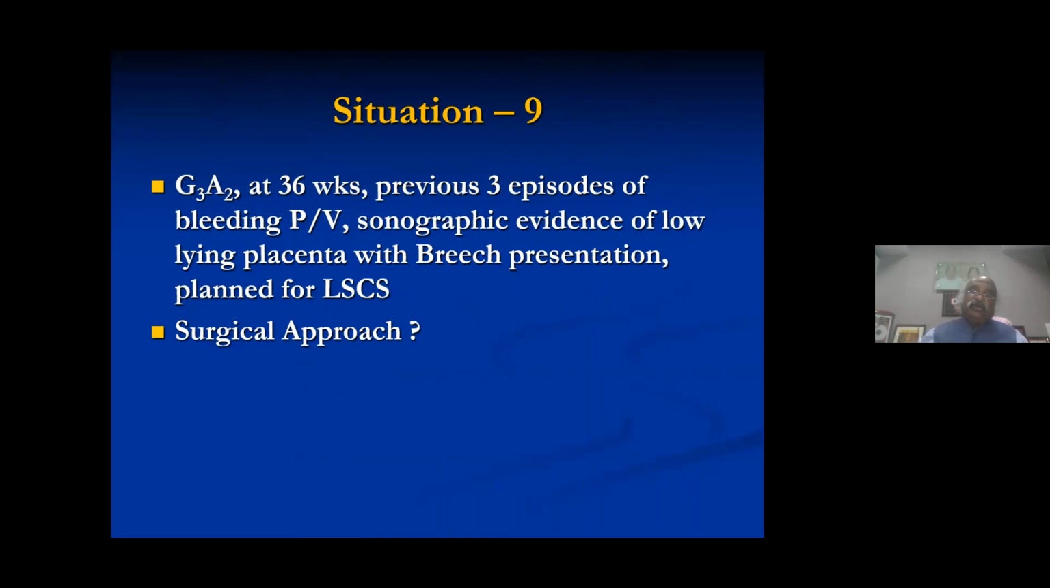Third gravida, abortion 2, at 36 weeks. Previous 3 episodes of bleeding PV. Sonographic evidence of low-lying placenta with breech presentation. Planned for LSCS. What should be the surgical approach? Again, you have to counsel it.